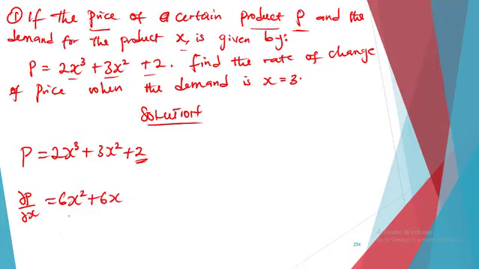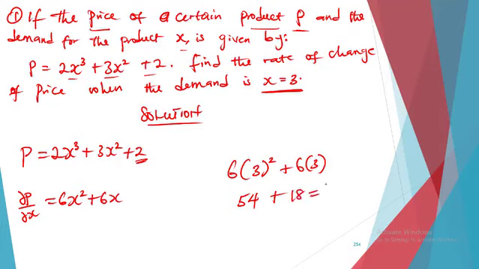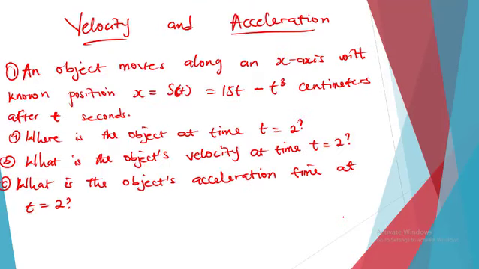So after differentiating this, we'll now substitute X to be equal to 3. Whatever we get as our value is the rate of change. So therefore we'll have 6 into 3 raised to power 2 plus 6 into 3. Okay, 3 squared will give us 9, and 9 times 6 will give us 54. 6 times 3 is 18. 54 plus 18 will give us 72. So our rate of change is equal to 72. Very simple, right?